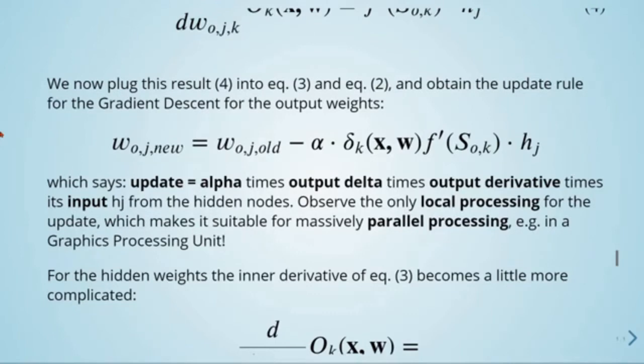We observe that we only have local processing for the update, which makes it suitable for massively parallel processing, for example using a GPU or a graphics processing unit.